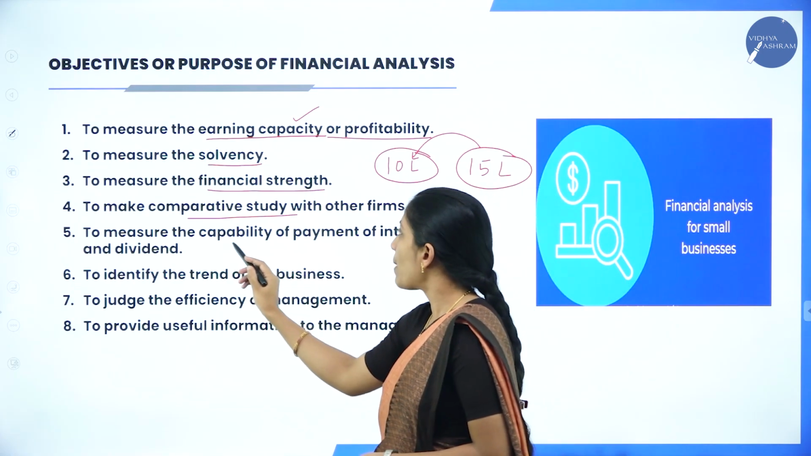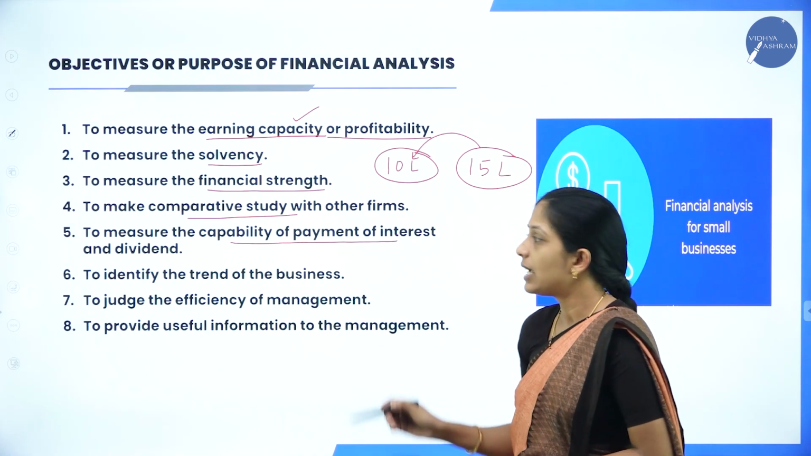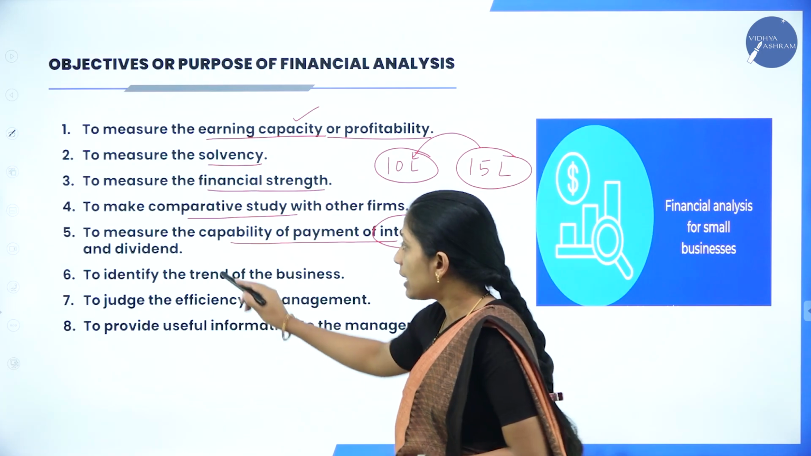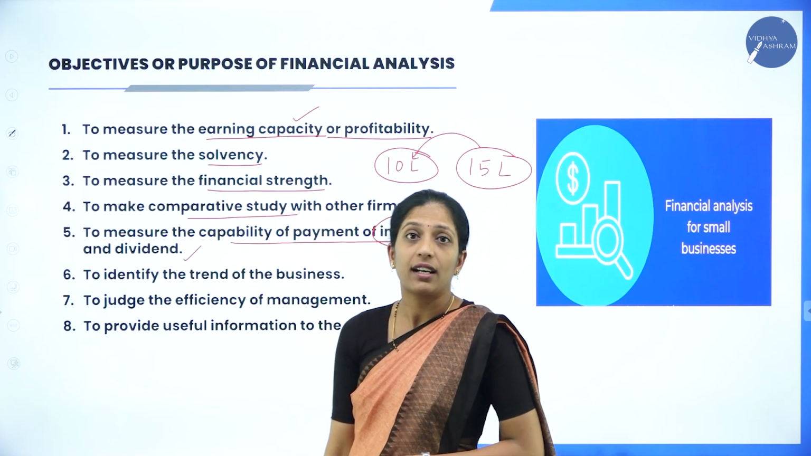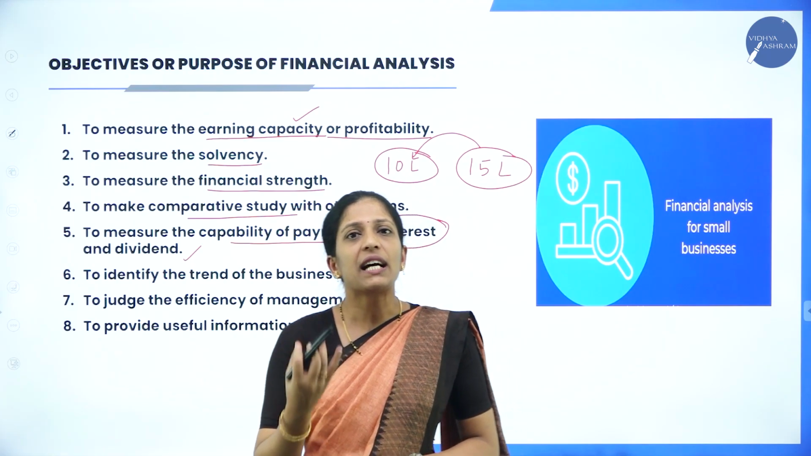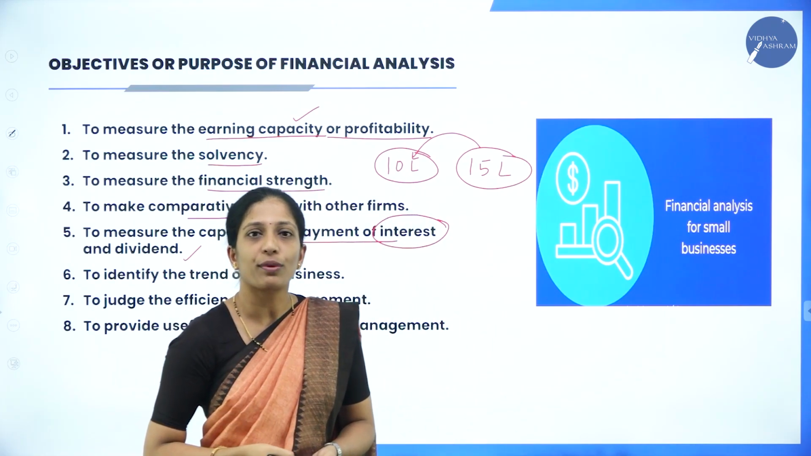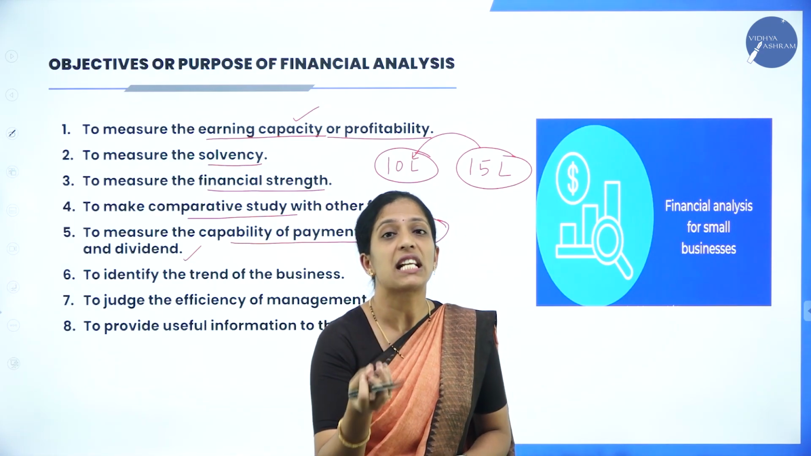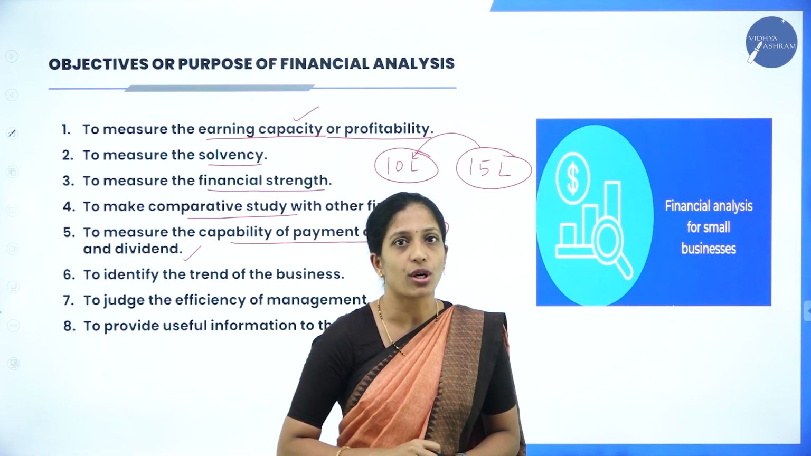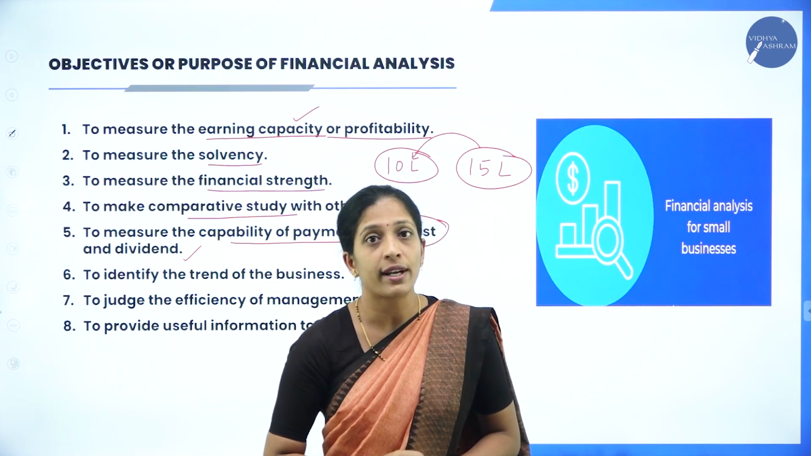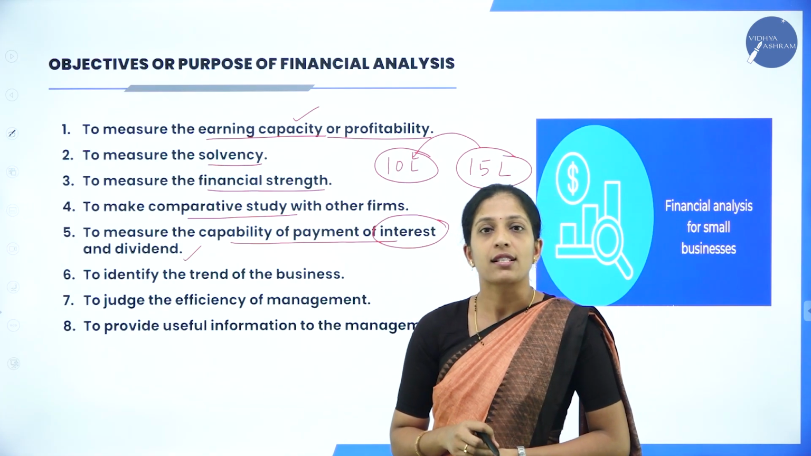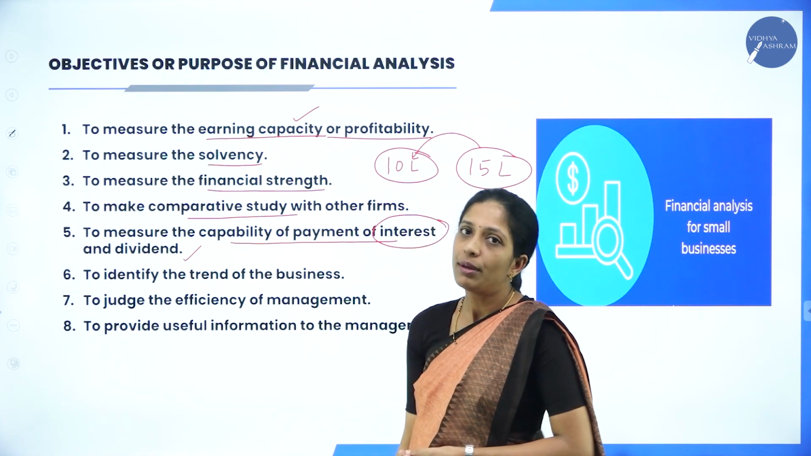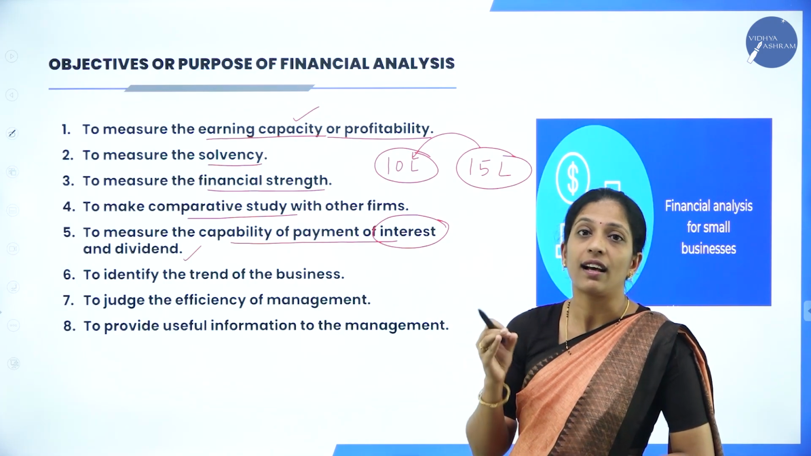Next, to measure the capability of payment of interest as well as dividend. For whom are we going to pay the interest? We are going to pay it to the debenture holders, and we are going to pay the dividend to the shareholders. Being a company that has raised funds by issuing shares and debentures, whether the company is in a condition to pay the dividend as well as interest to the shareholders and debenture holders, we will come to know by analyzing the financial statement.